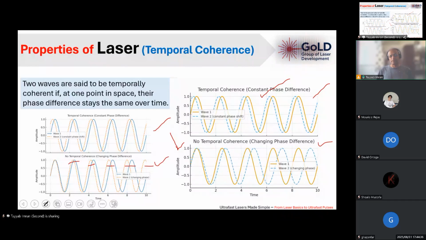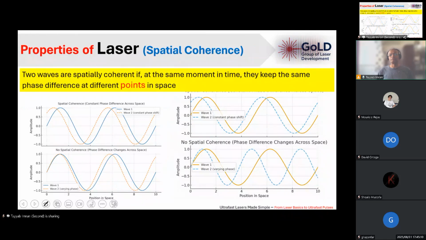Now we move to the next one. You can read whatever is written. I just explained it in a simple way. At one point in space, their phase difference stays the same over time. Like here, the same. Here is not the same. Here is not the same. Giving the example of two waves. Okay, let's move to the next slide now.